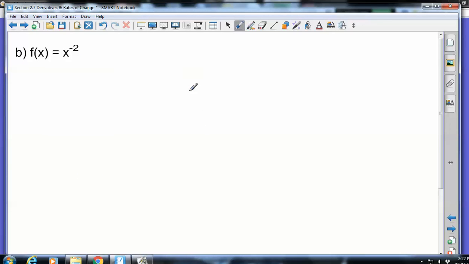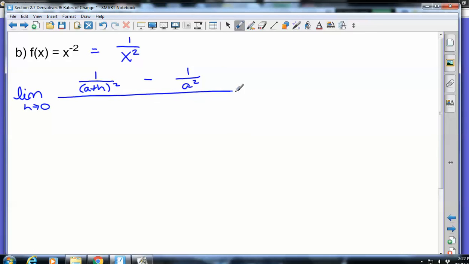Let's look at this. What do I mean when I say x to the negative 2? So we need to do the limit as h approaches 0. f of a plus h would be 1 over a plus h squared, minus f of a, so 1 over a squared, all over h.